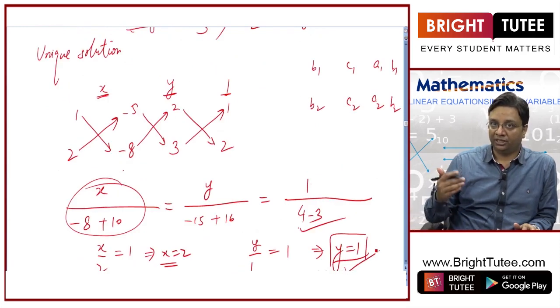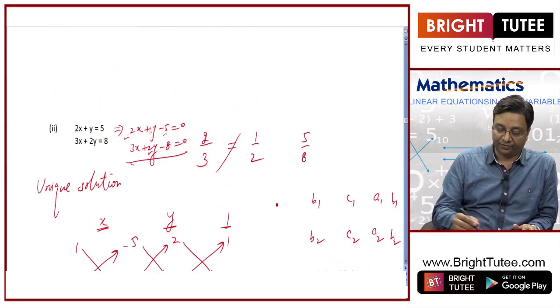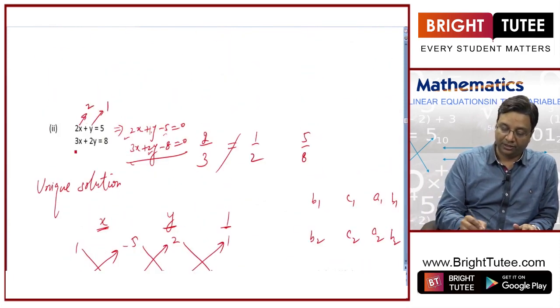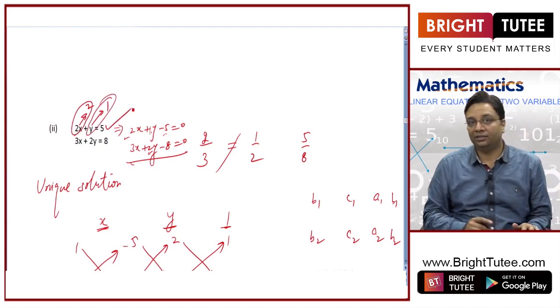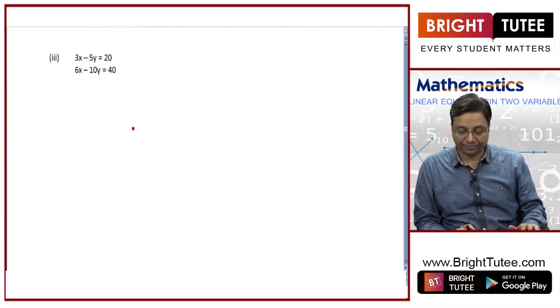Okay. For this question, let me verify this answer for you. X equal to 2, y equal to 1. 2 into 2, 4 plus 1, that is 5. So the answer is verified, right? So this is the cross multiplication method.